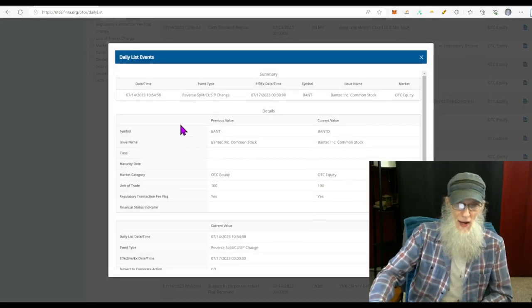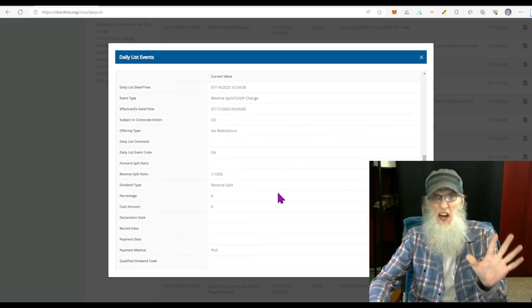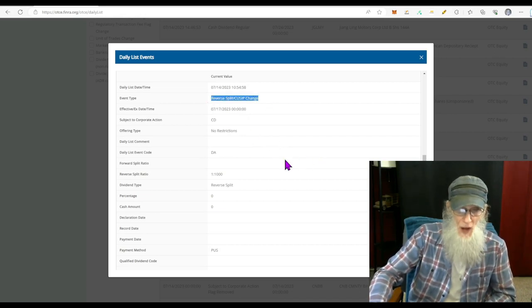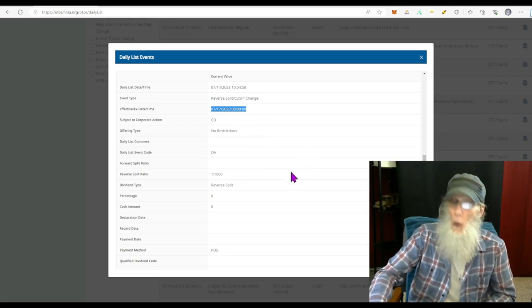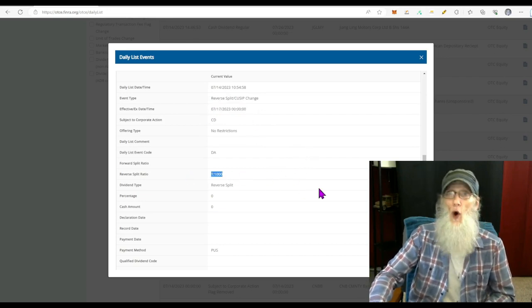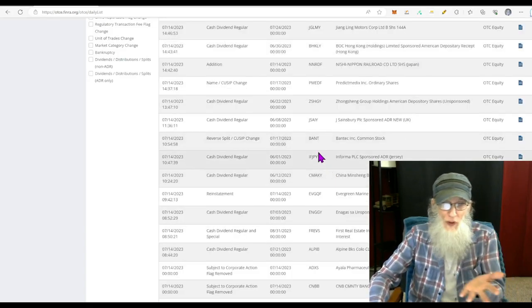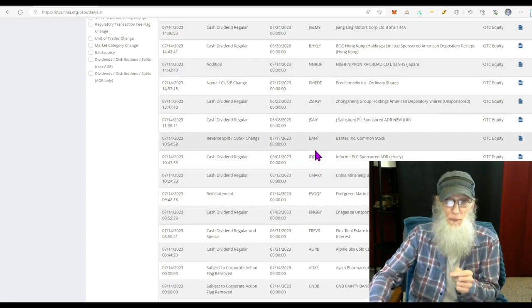Now, if you want more information, scroll over to that document icon, click that, and a pop-up comes up. Now, you can get bits of information here and there, but if you scroll down to the bottom, you get everything. You've got the date they filed this filing, what the filing is about, a reverse split, when it is going into effect, July 17th, and how big is it? 1 in 1,000. Huge split. What I don't know is what's the price of this stock. I don't have that information here. I don't know if that's a penny stock.